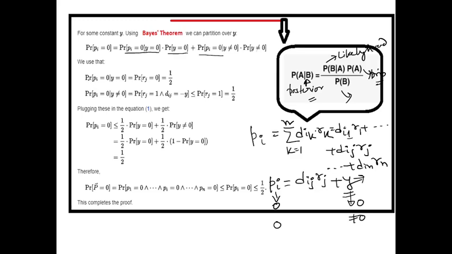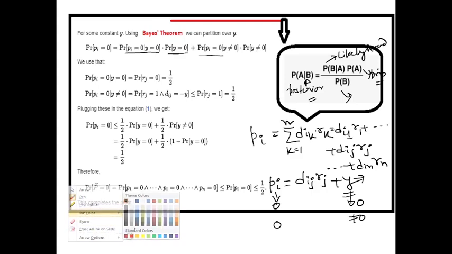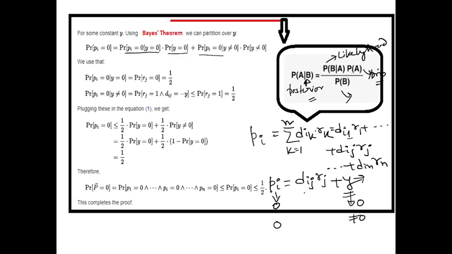So let's calculate the first one, probability of pi equal to 0 given y equal to 0. What has to happen? If pi has to be 0 and y has to be 0, then this whole component dij into rj has to be 0. That means rj has to be 0. If rj is 0, then only dij into rj will be equal to 0.